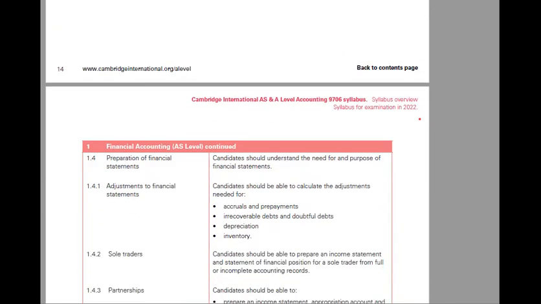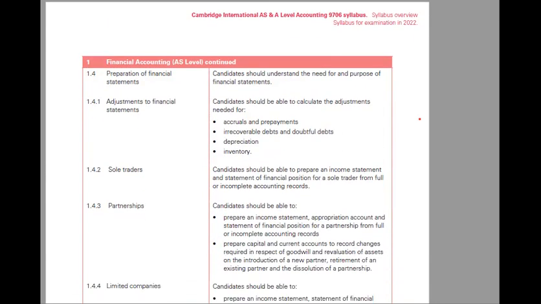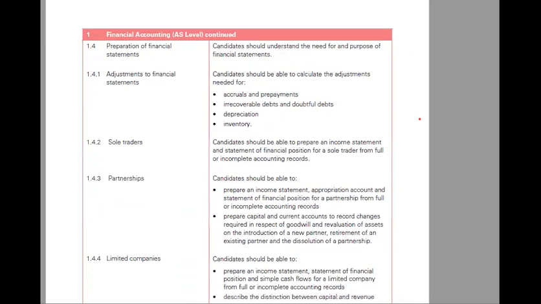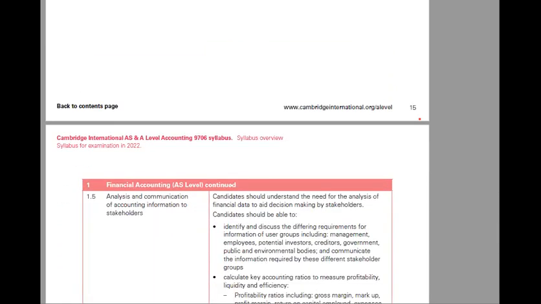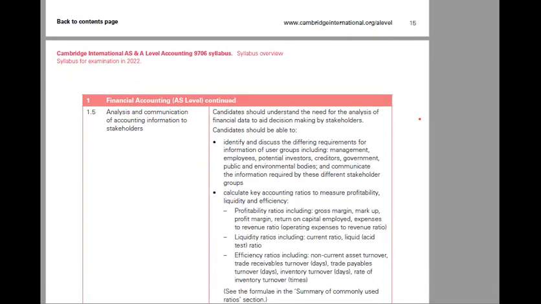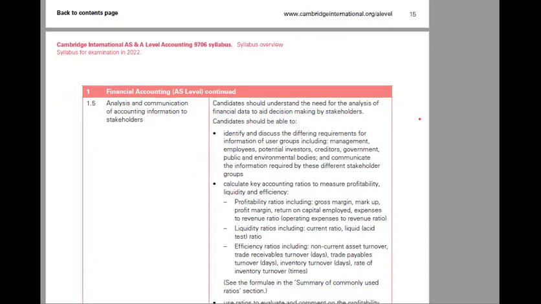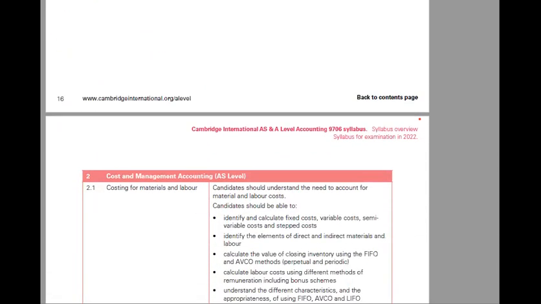Then in the next topic we will cover financial statements, their adjustments, how sole proprietors accounts will be prepared, partnership accounts, limited company accounts. Right, still AS level part 1 means financial accounting is going. And analysis and communication, we will do the analysis using different ratios. So in the last part we will cover the ratios.